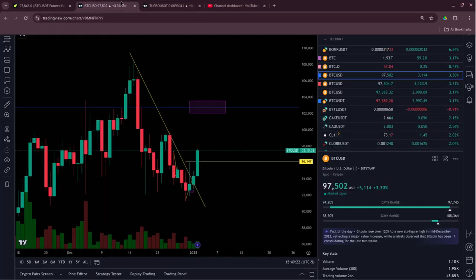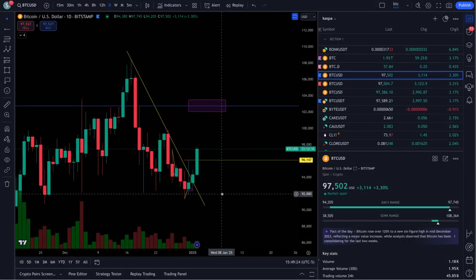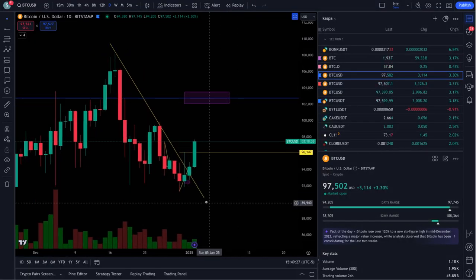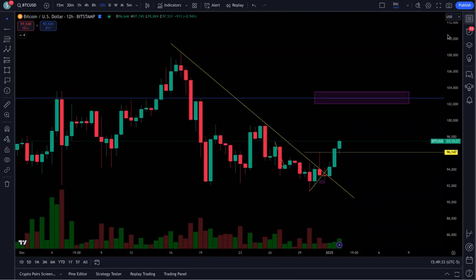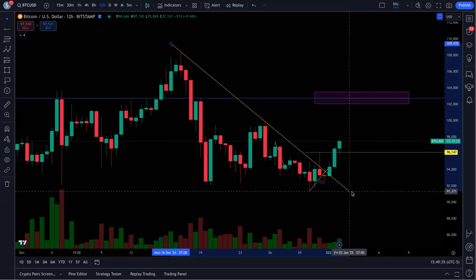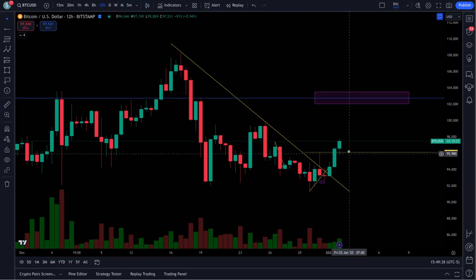First off, I want to show you Bitcoin. It's done the same thing really. On a daily, you broke a resistance area. It's going to 12. It's a little bit easier to see, right? Open this up a little bit. There you go. We broke that.